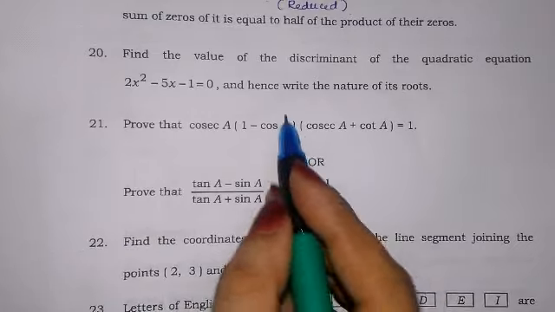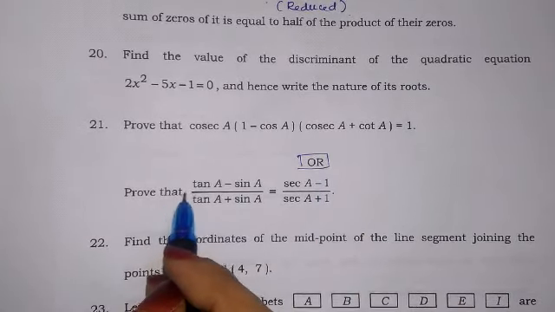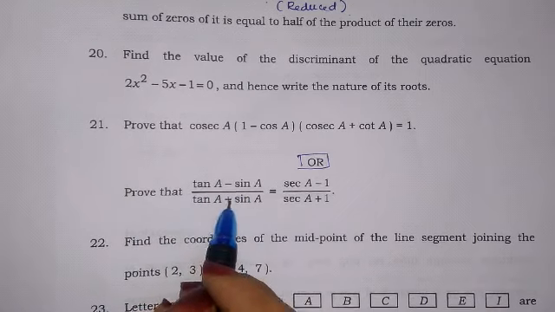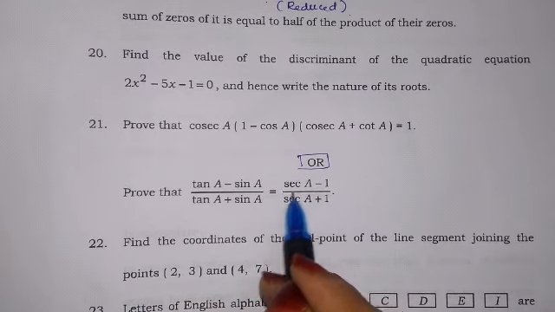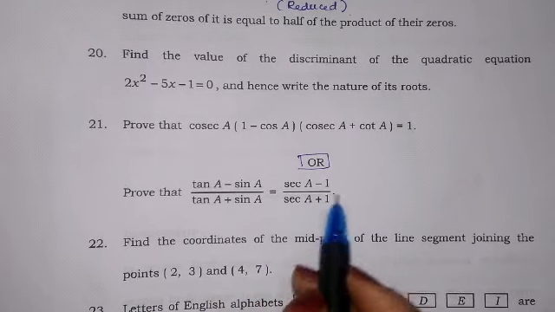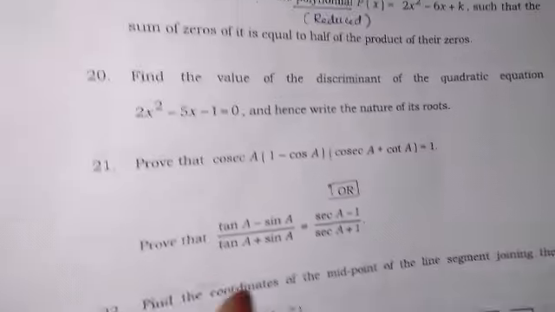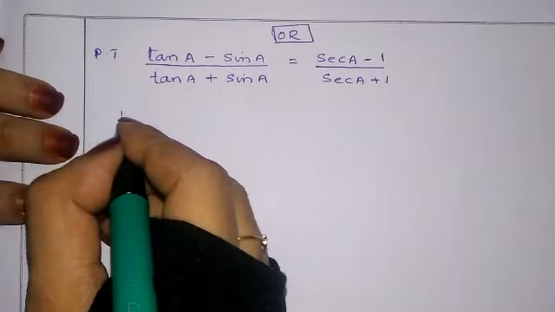Next question is a choice, or here one more. Prove that tan A minus sin A upon tan A plus sin A is equal to sec A minus 1 upon sec A plus 1. So we need to bring the answer sec A minus 1 upon sec A plus 1. I have written the question here. Let us take LHS.